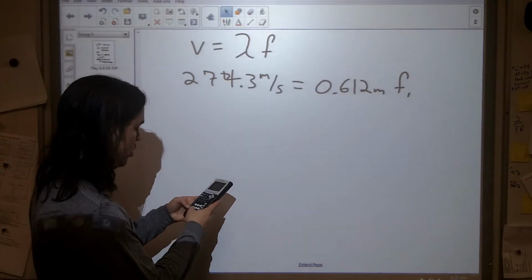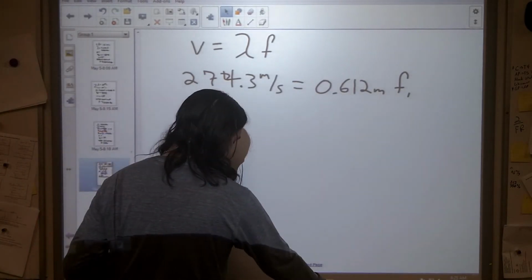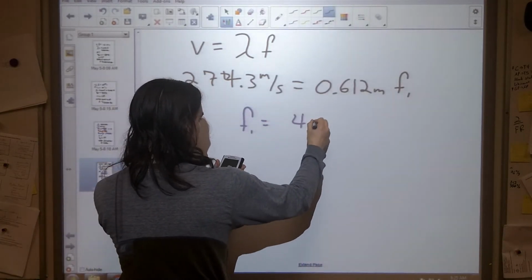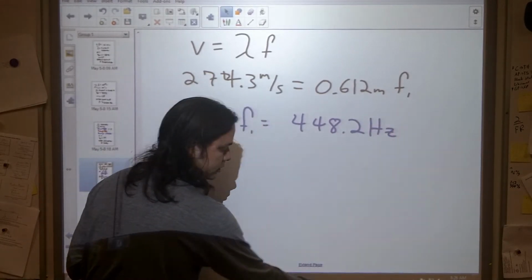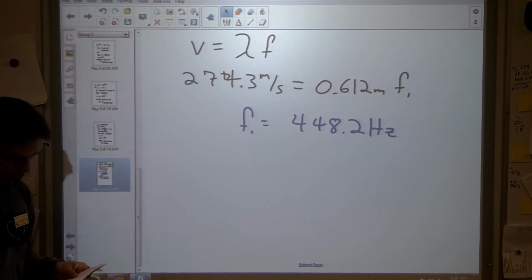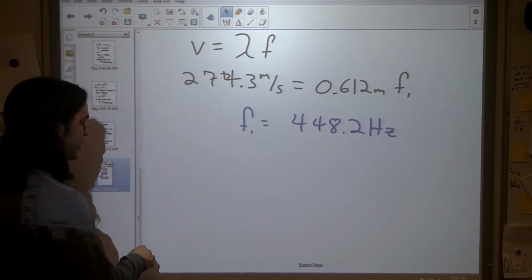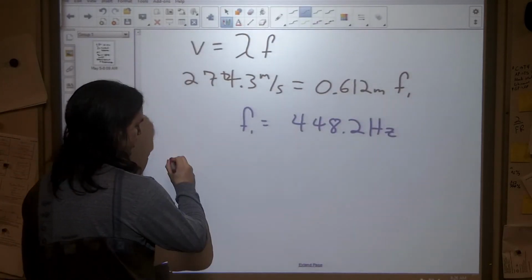So I take 274.3 and I divide it by 0.612 meters, and I find that my first frequency should come up to 448.2 hertz. Survey says 448.2 hertz. Awesome. Second question is, wait for it, what's the second harmonic?